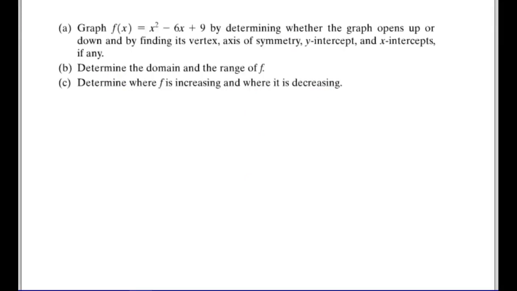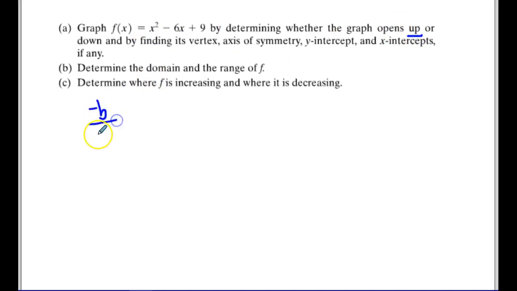So here's our next example. We're going to be graphing x squared minus 6x plus 9. First we have to figure out, does this open up or down? I need to find the vertex, my axis of symmetry, my y-intercept, and my x-intercepts, if there are any. Then I can figure out the domain and range and where it's increasing or decreasing. The first thing I notice is that this a value is positive, so I know it's going to open up.